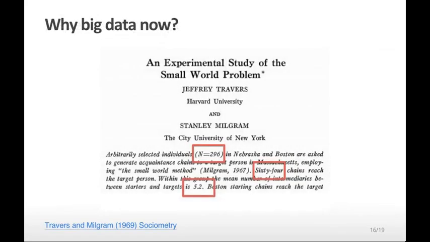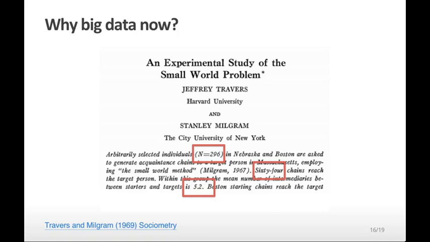Here's an example. This is a study that was performed in 1969, where 296 random individuals in Nebraska and Boston were asked to take a letter and mail it to a friend, who would mail it to a friend, who would mail it to a friend, with the eventual goal of ending up at one target individual in Boston, Massachusetts. They collected 64 such mail chains, and they calculated that the average number of people in between the original person that the letter started with and the target person was 5.2. This number got rounded up and became the usual term 6 degrees of separation that you may have heard about before.